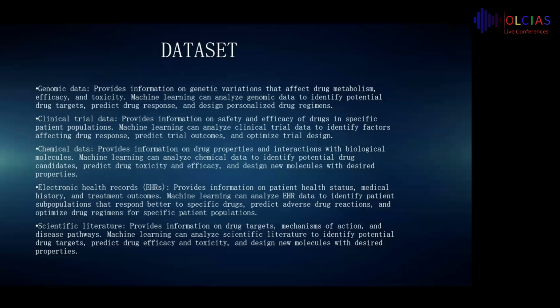Chemical data provides information on drug properties and interactions with biological molecules. Machine learning can analyze chemical data to identify potential drug candidates, predict drug toxicity and efficacy, and design new molecules with desired properties. Electronic health records provide information on patient health status, medical history, and treatment outcomes. Machine learning can analyze EHR data to identify patient subpopulations that respond better to specific drugs, predict adverse drug reactions, and optimize drug regimens for specific patient populations.